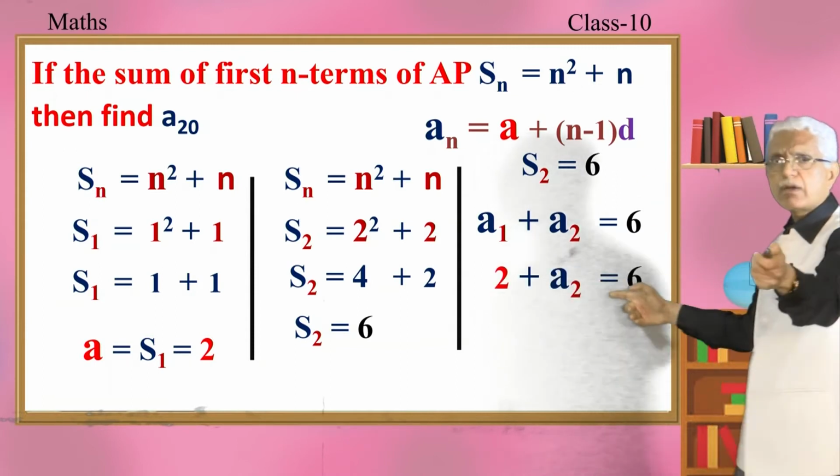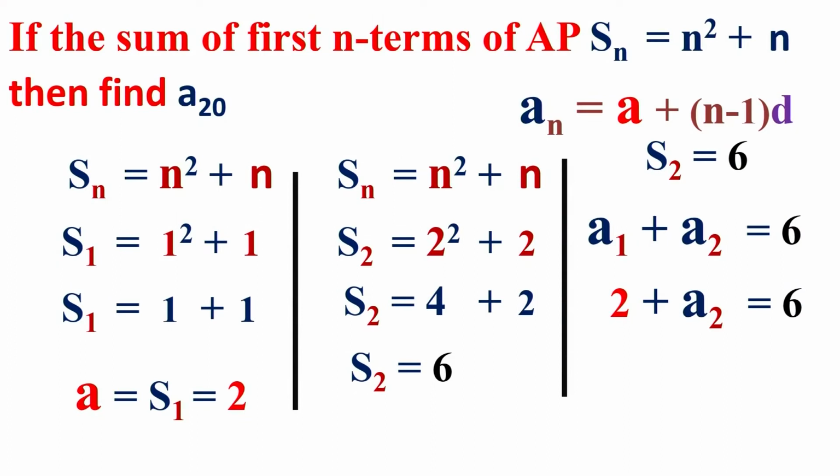Beautiful. You have already found out the first term here, right? A1 or A is S1, which is 2. So, in place of A1, what have I done, my dear children? I have substituted 2. 2 plus A2 is equal to 6, correct? Or A2 is 6 minus 2, A2 is equal to 4.